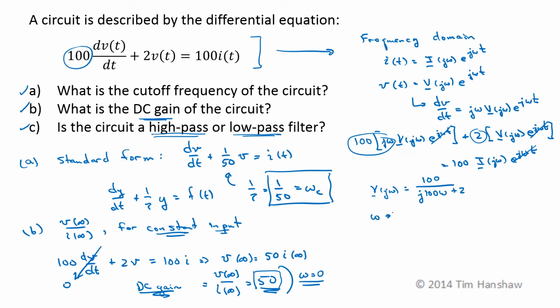And if we let omega go to infinity, H of j infinity becomes 100 over infinity, which is just 0. So at high frequencies, the magnitude of H of j omega is going to be 0. At low frequencies, it's 50. This is going to be a low pass filter.